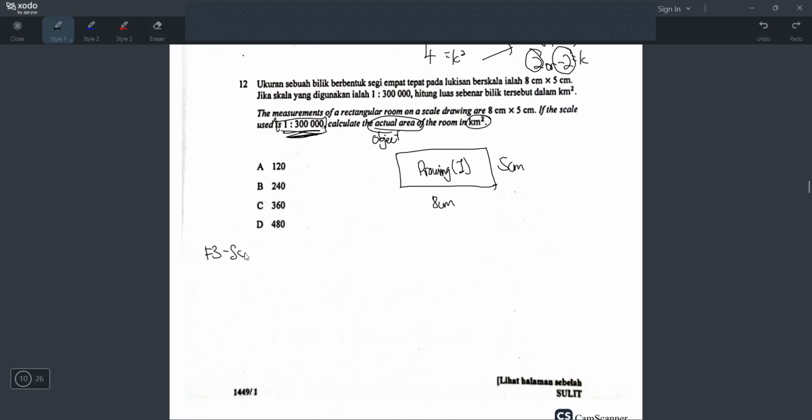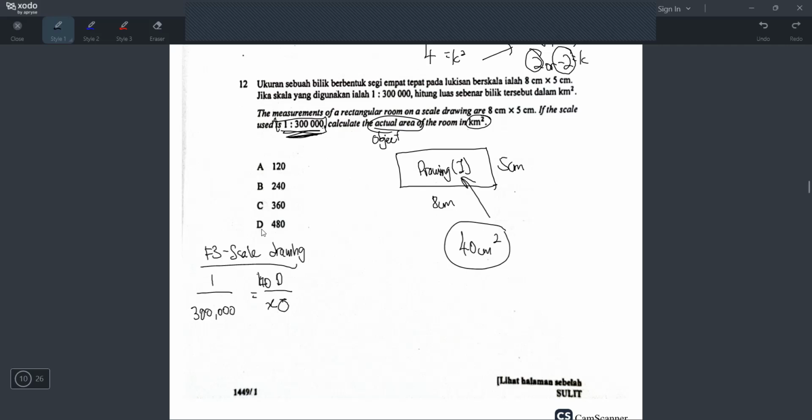I will show you using two methods: one is the Form 3 scale drawing method, and the other one is the Form 5 method. If you use the scale drawing method, how do you do it? 1:300,000 means 1/300,000, and the formula is always drawing over object. Drawing is the image. So can I take 8 times 5 and get 40 cm square? Since this is the drawing, I put 40 cm square at the drawing, and then below is x, and then I find x. Can I do it like this?